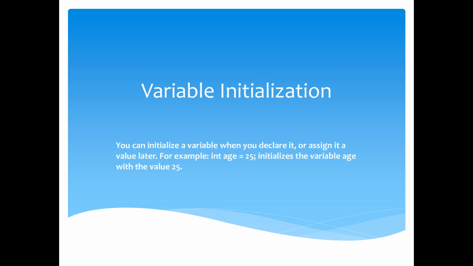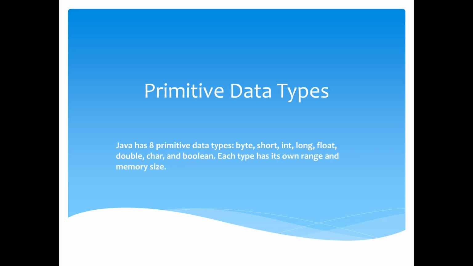Variable initialization. You can initialize a variable when you declare it, or assign it a value later. For example, int age = 25 initializes the variable age with the value 25. Primitive data types. Java has 8 primitive data types: byte, short, int, long, float, double, char, and boolean. Each type has its own range and memory size.